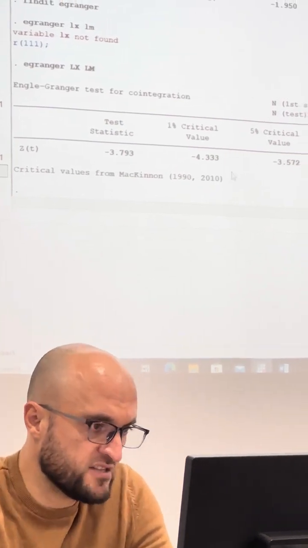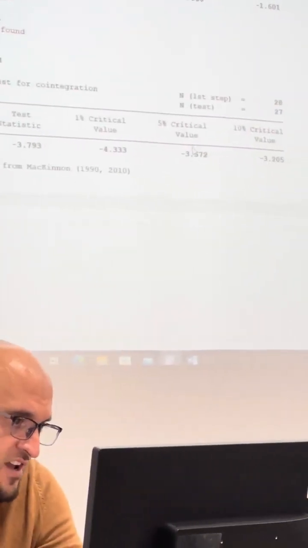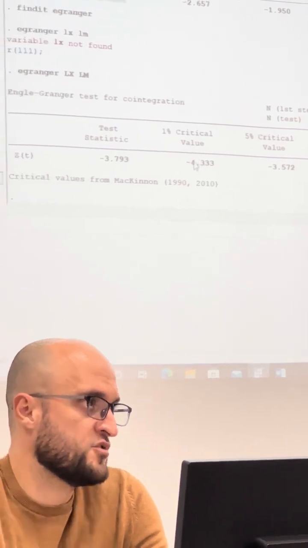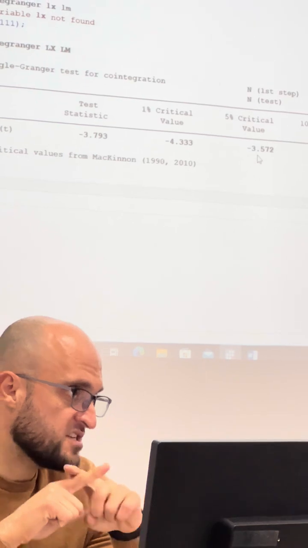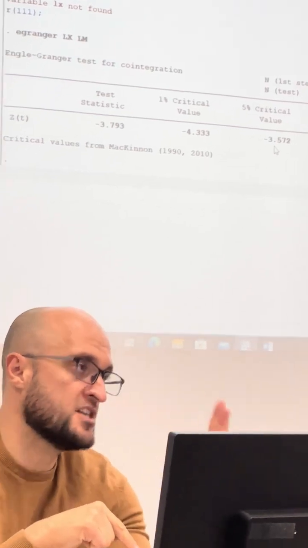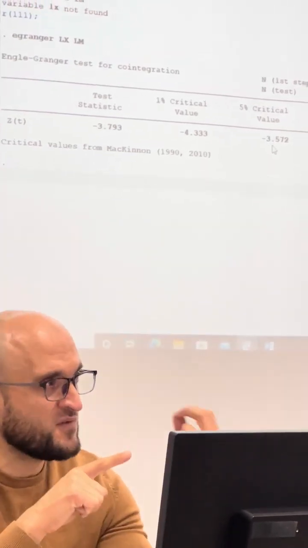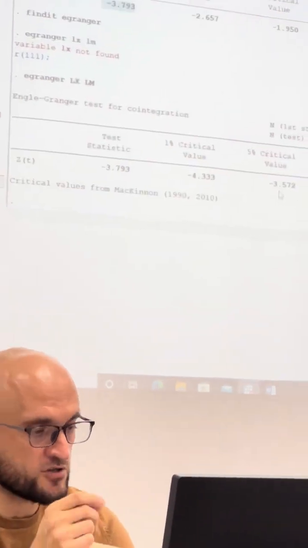So it is greater than 10%. It's greater than 5%, but lower than 1%. So at 5%, they are cointegrated. So there is a cointegration. This is the second method that shows there is a cointegration between exports and imports.